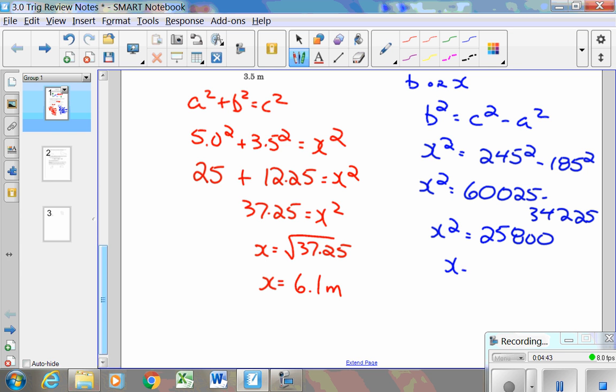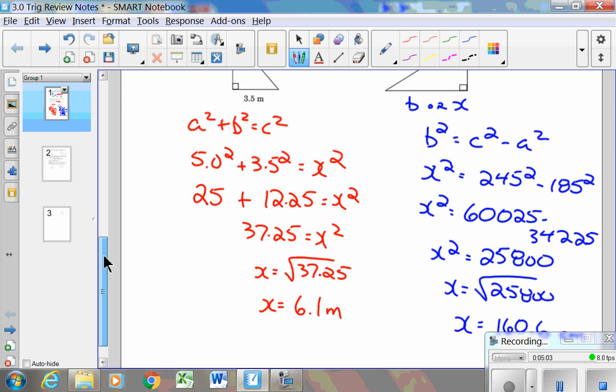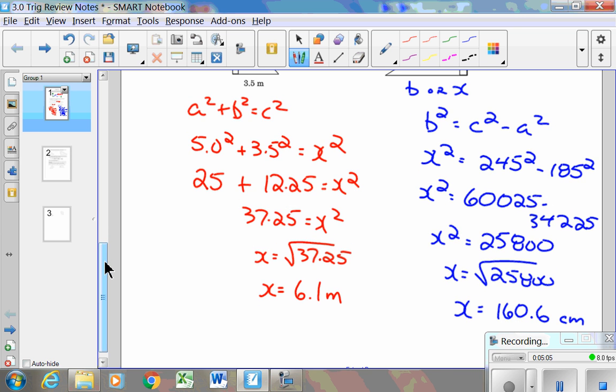Opposite of squaring is to square root. So x equals the square root of 25,800. So x equals 160.6, and these are in centimeters. Again, that's a reasonable answer. The hypotenuse has to be longer than the other side. So if the hypotenuse is 245, having a side of 160.6 or 161 centimeters makes sense.